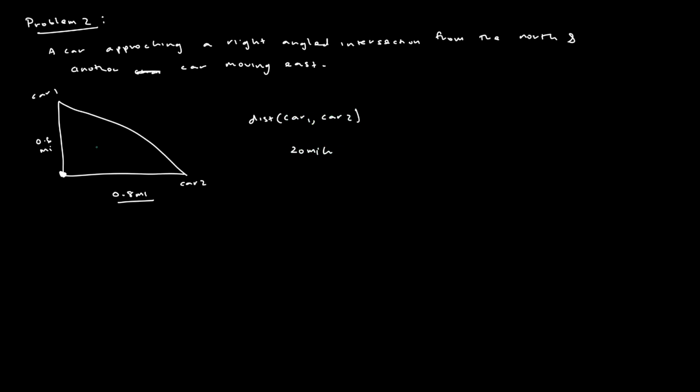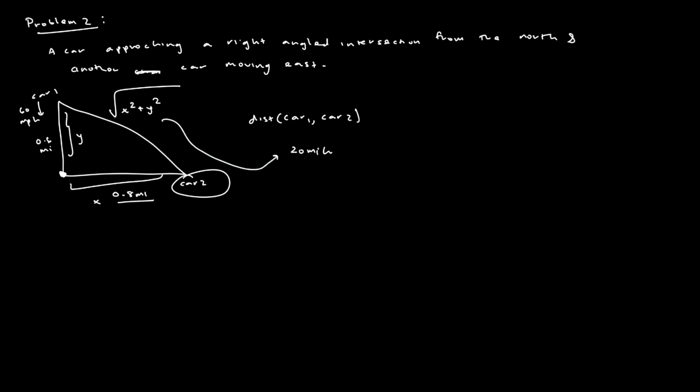And car 1 is said to be moving here at 60 mph. Given that, we have to find out how fast this car is moving. If we represent this distance as y and this distance as x, we know the distance between car 1 and car 2 is given by the Pythagorean theorem, so the square root of x squared plus y squared is the distance at a point. And we know this distance is changing at a rate of 20 miles per hour.